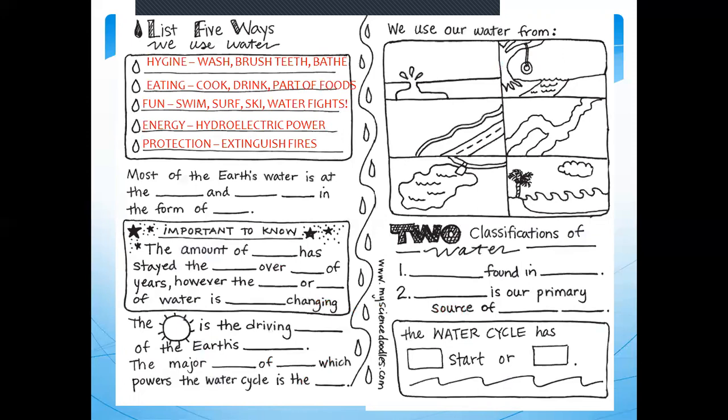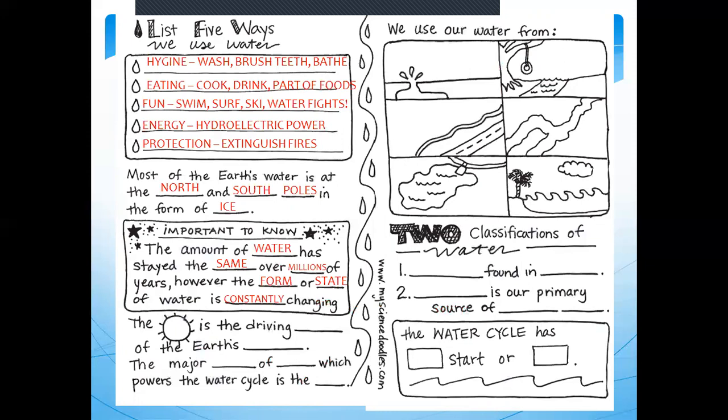Most of Earth's water is going to be at the North and South poles, bound up in ice, as I mentioned earlier. We do not have access to most of our fresh water, and this should say most of Earth's fresh water. It's at the North and South poles in the form of ice. As you know, most of our liquid water is going to be salt water found in our oceans.